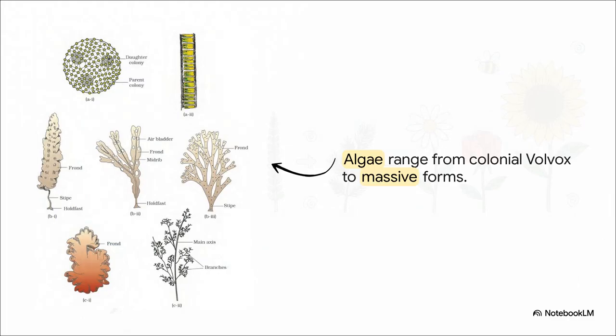Algae are incredibly varied in their physical form. We're talking about everything from tiny, microscopic colonial spheres like volvox, all the way up to massive, towering marine kelps that can reach 100 meters in length.